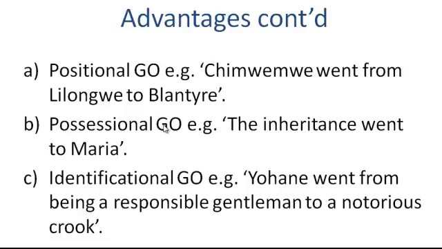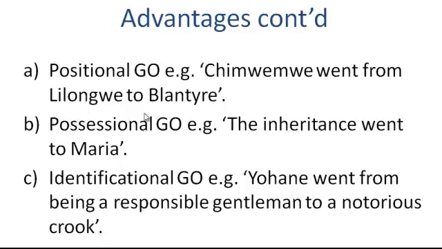The very same word go can also be analyzed in terms of identification, in terms of how you can identify an individual. How do you identify me? How do people identify you? They may identify you as a responsible person, as we see in this example: Yohani went from being a responsible gentleman to a notorious crook. So today you are identified as a responsible person, but on another day you are a different person, a notorious crook.